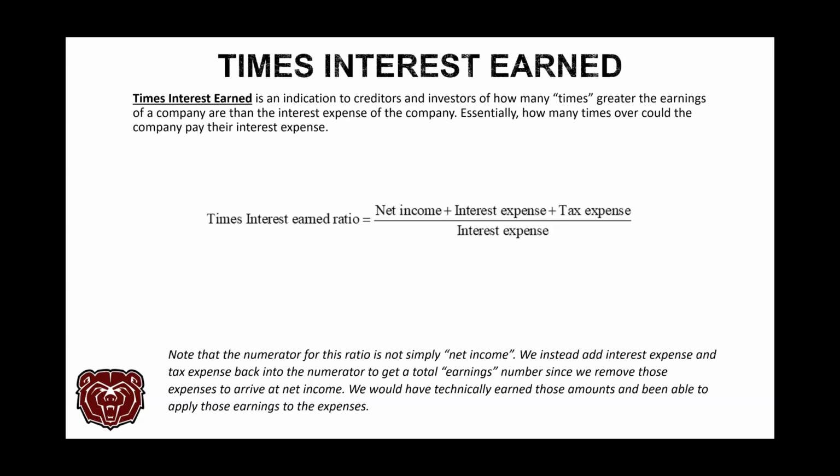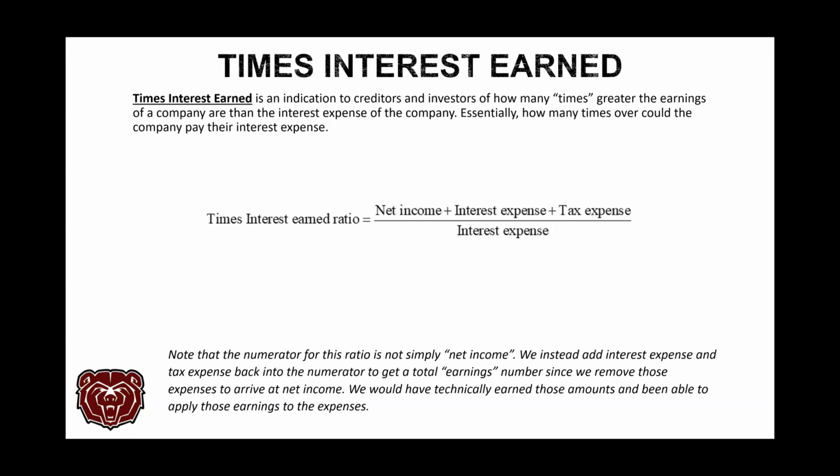The final one we're going to talk about is called times interest earned. When you say that out loud, it doesn't seem like it makes any sense, but really it is very literally defining what it is. It is how many times, based on your earnings, can you pay the interest expense for your company, okay? How many times over could the company pay their interest expense? One thing you're going to want to note for this particular numerator is that it is not simply net income. It is your earnings. It is what we consider to be your earnings, okay? So you're going to add back in your interest expense and you're going to add back in your tax expense, okay?